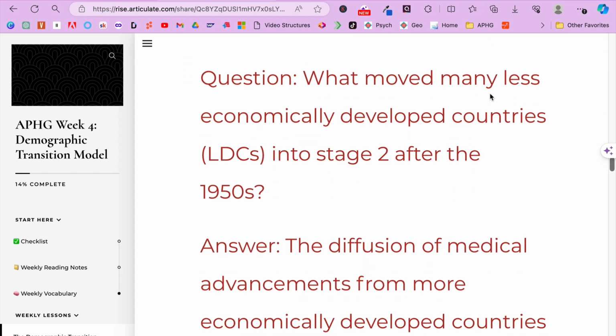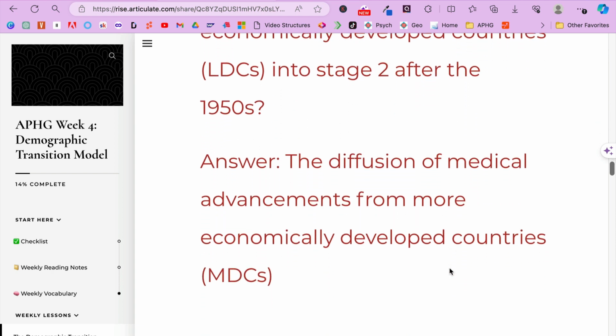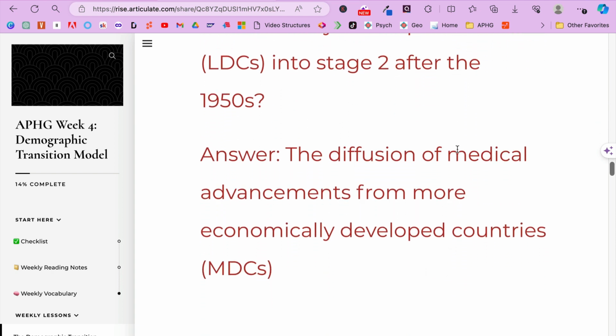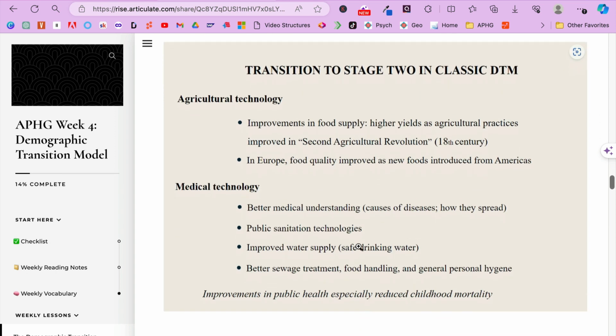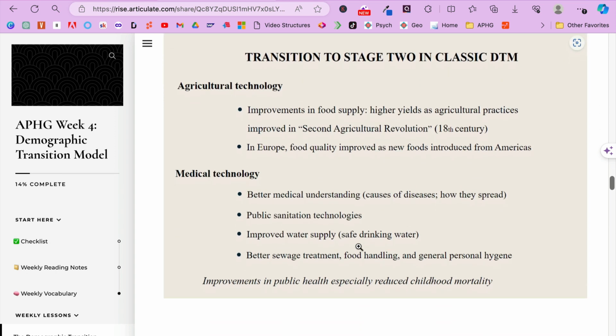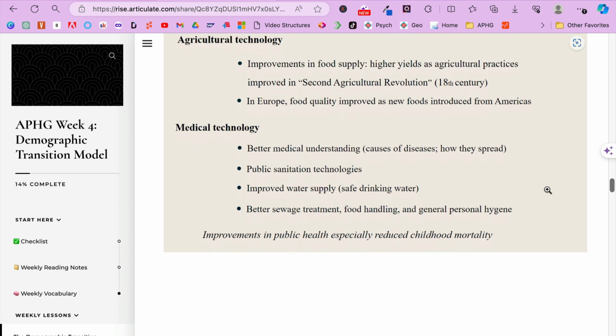Now, what moved many of the less economically developed countries into stage two after 1950? Like I said, the diffusion of medical advancements. Transition to stage two. Stage two partly has to do with agriculture because there's more food, so people are more nourished. You'll learn more about that in the unit on agriculture.